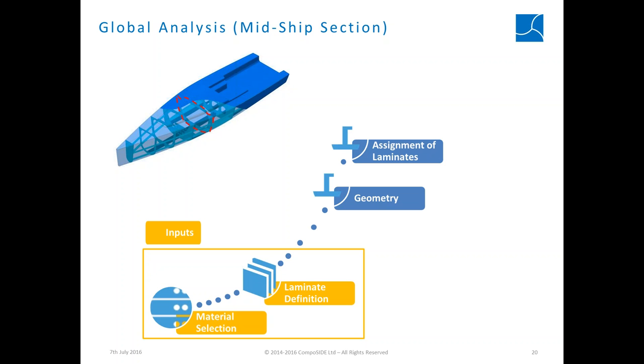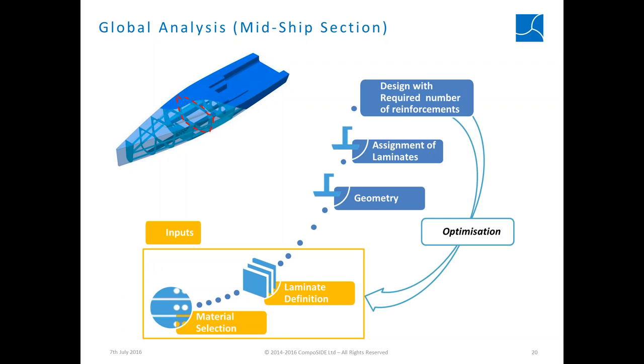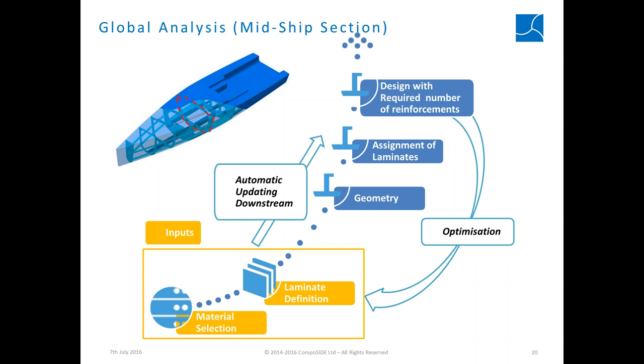Apply our laminates, which we've already got, and then design with the number of required reinforcements, add the amount of patches that we need, the number of tapes along the deck, for example. Optimize this using our material selection and laminate definition, and then it will automatically update. We can have a check of the deck strain, for example, and then until we're happy with our results, we can then go into a section space report for a global section.